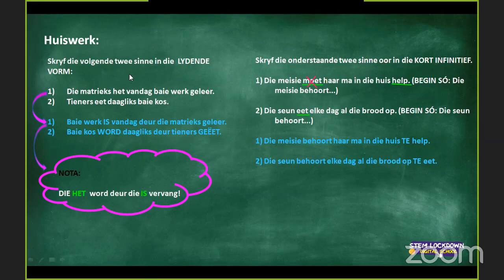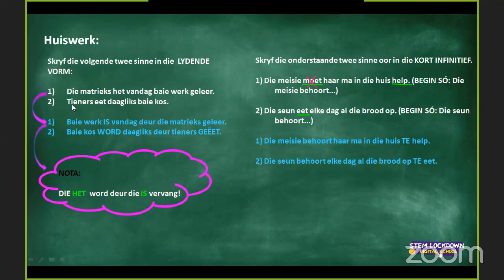Kom ons kyk na die volgende sinnetjie. Tieners eet daagliks baie kos. Okay, so once again we divide our sentence into stompie. We have tieners as our subject, eet as our verb 1, daagliks means every day, so that's our time. Baie kos is our object.